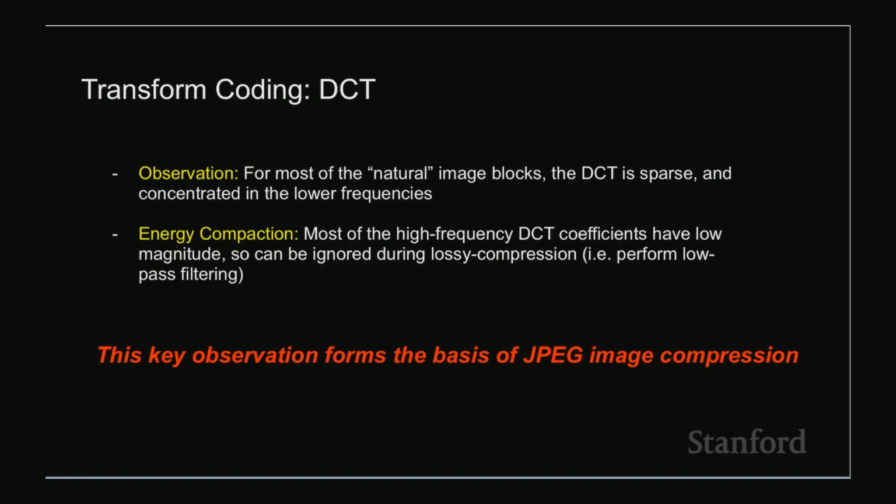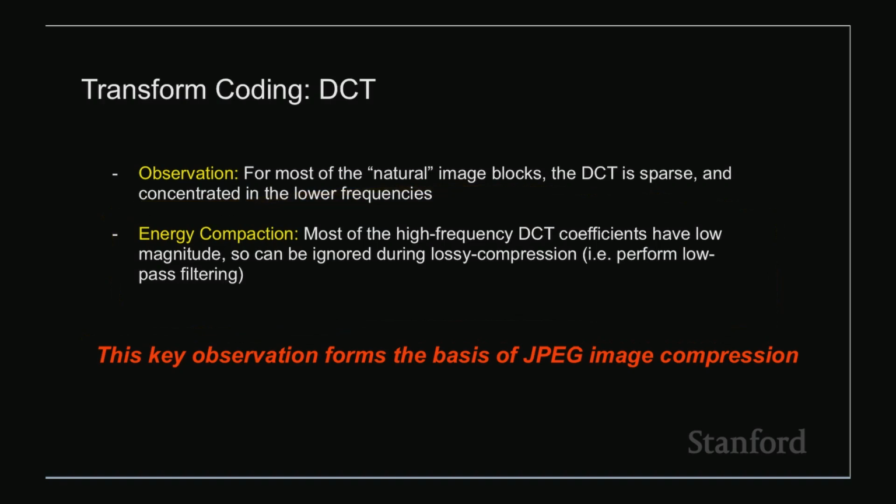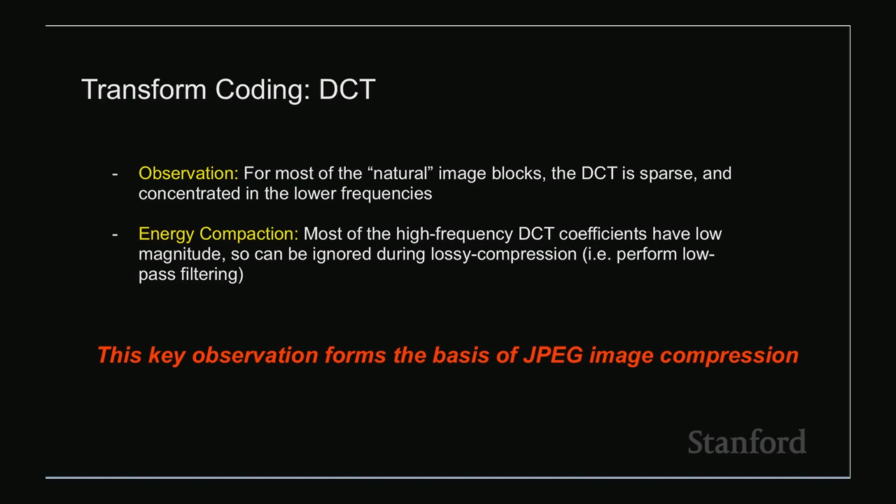I'm not going to repeat this, but I've repeated this many times: for natural images, your DCT is sparse, and your energy is concentrated in the lower frequencies. This gives you this energy compaction, which you can exploit to do smarter compression. And this is really one of the key observations of JPEG compression compared to color quantization or other things which we saw before. Okay? Everyone with me? Any questions? Cool.